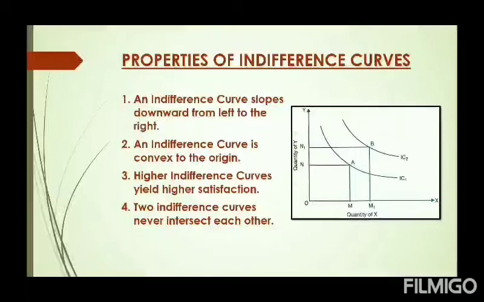Now why so? This is because when consumer consumes more unit of one commodity, he or she must consume other commodity lesser. Why? So that he can be on the same level of satisfaction. Now simply, in order to be on the same level of satisfaction, if I increase my consumption of commodity X, I have to decrease the consumption of commodity Y, so that the satisfaction level remains same.